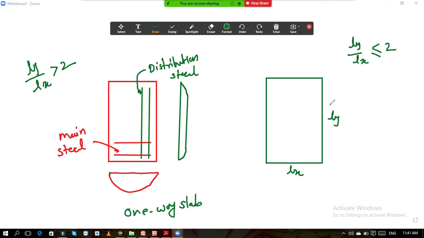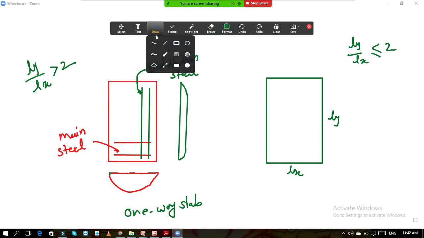Okay, so this is what I am telling you practically, but as per the IS code, as per the Indian Standards, these are the values. If Ly by Lx ratio is greater than 2, then it is a one-way slab. If Ly by Lx ratio is less than or equal to 2, then it is a two-way slab. Now what is the basic difference in these two slabs, one-way slab and two-way slab?